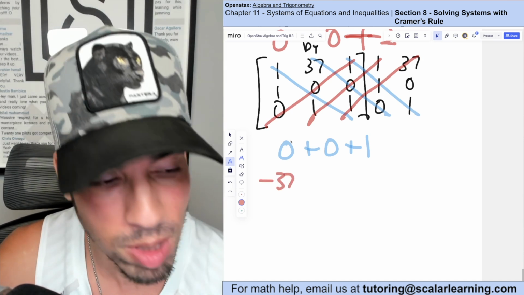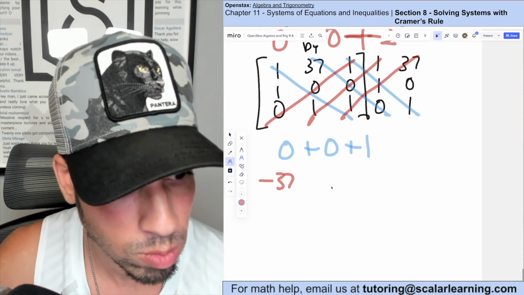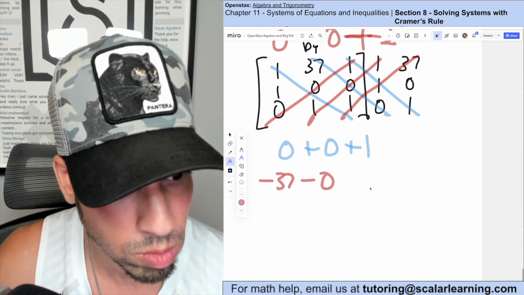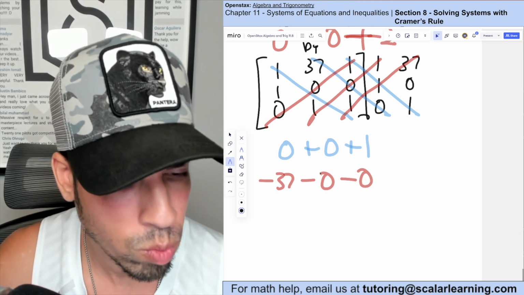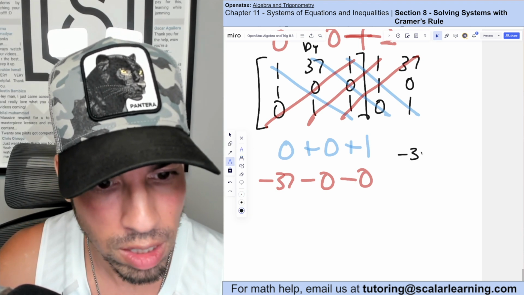Again, we're minusing it because we minus the reds. 1 times 0 times 1 is 0. 1 times 0 times 0 is 0. Which means that our dy is 1 plus -37, which is -36.